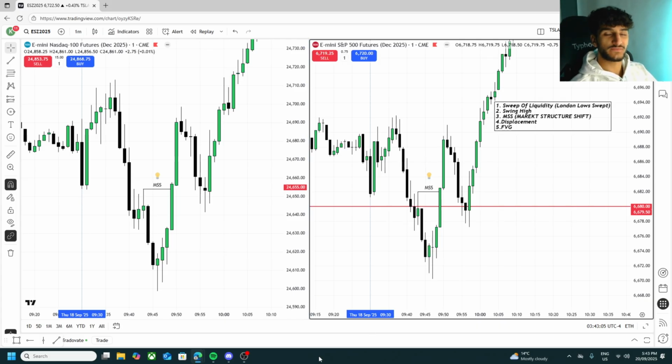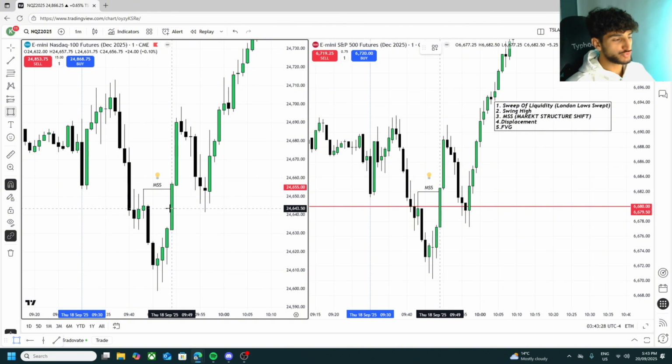And the reason why I'm looking for a fair value gap to be created is because whenever price retraces into that fair value gap, that's where my entry point is going to be. So we actually do get a fair value gap here at 949 that is created.